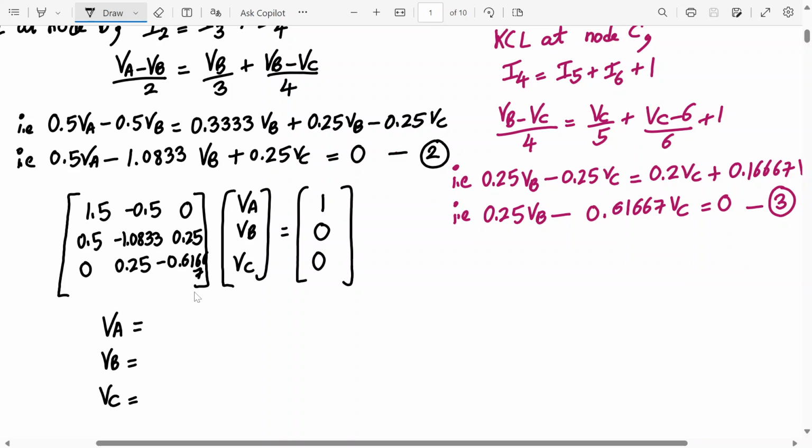Yeah. What is VA, VB, VC? You have to put it in the equation mode where you enter these values. How much is VA?